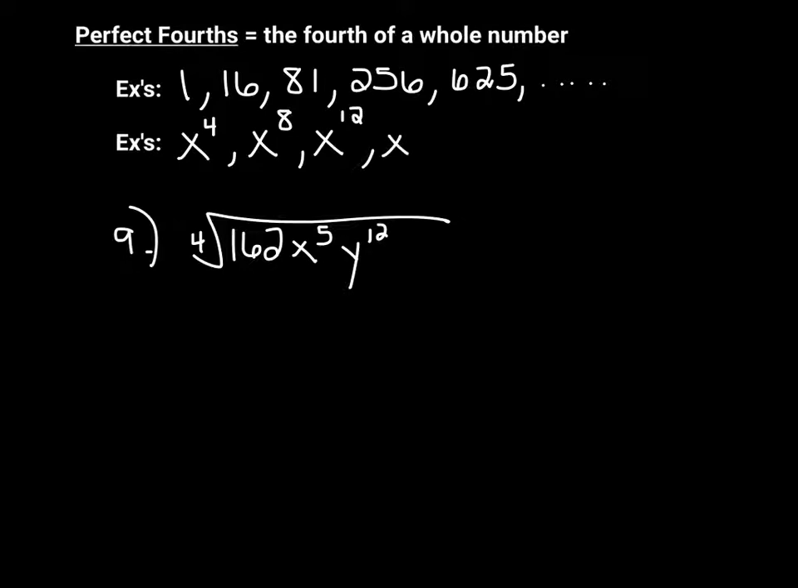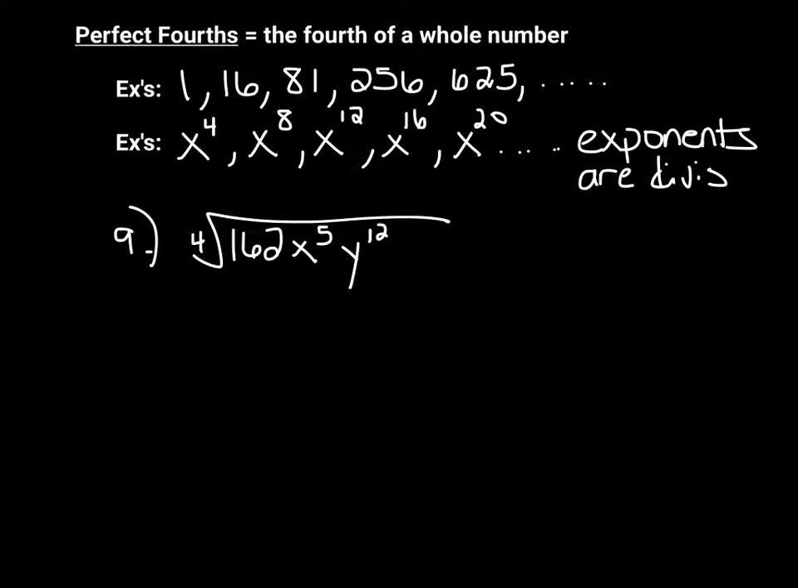Our exponents here are just all the multiples of 4. And that list just keeps going and going, so we'll just put a dot, dot, dot. So if you want to put a note here, just like we did for the other ones, the exponents are divisible by 4. And we're not going to actually do any more than this, but if you did perfect fifths, the exponents would be divisible by 5. Perfect sixths, the exponents would be divisible by 6, and so on.